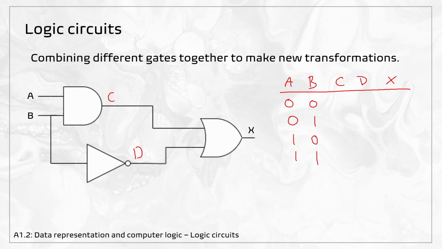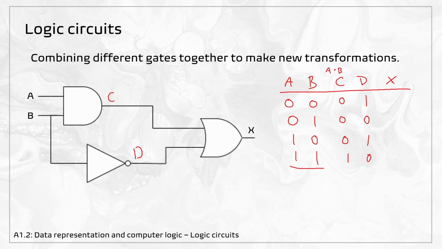Now let's work through tracing this logic circuit. Let's start with the output of this AND gate. So C is just A and B, A dot B, which is just 0 because these are both 0. This is also 0 because not both of these are 1, and this will be 1 because both inputs A and B are 1. Now let's do gate D. D is just the result of NOT B. So NOT B here is just going to be 1, 0, 1, 0.